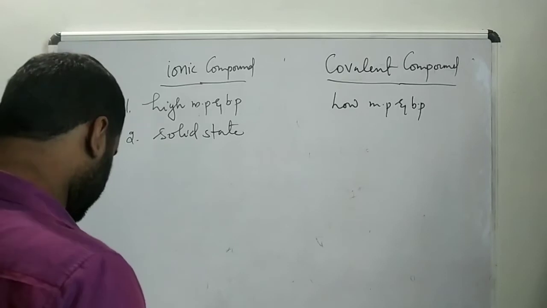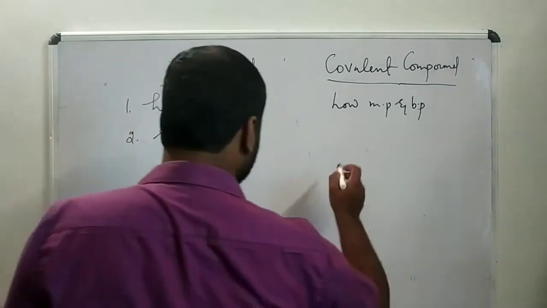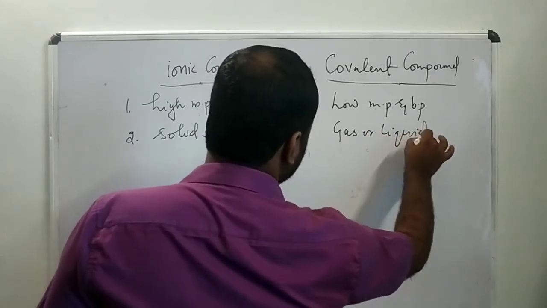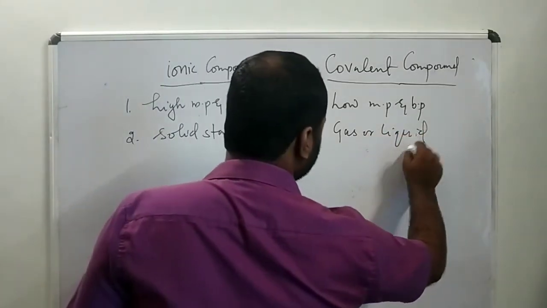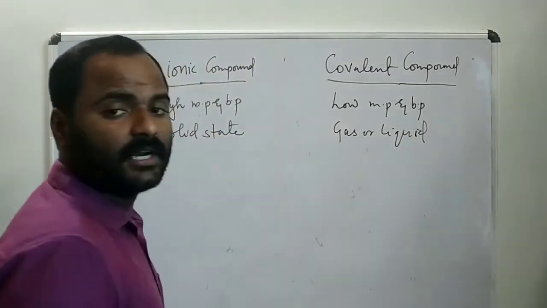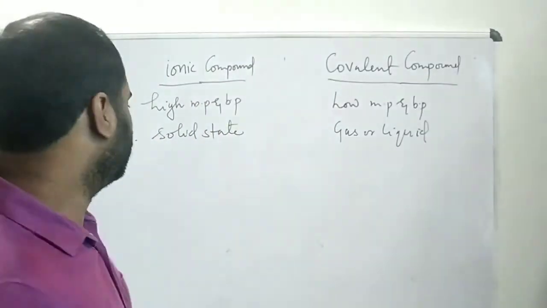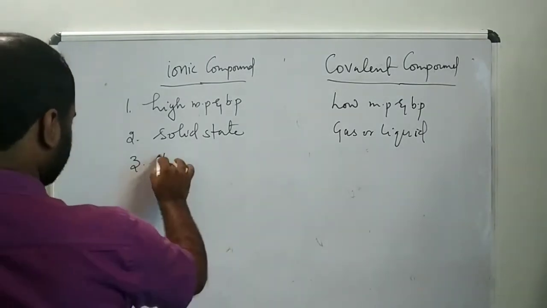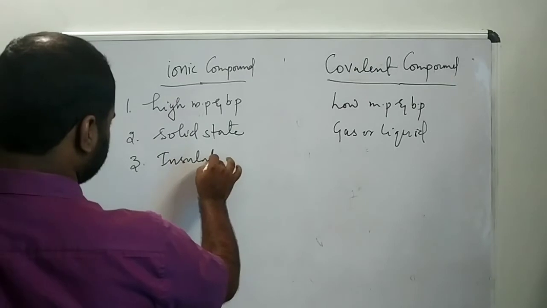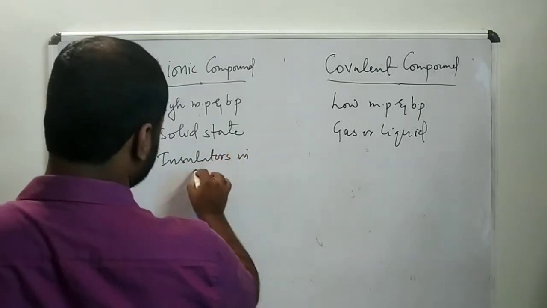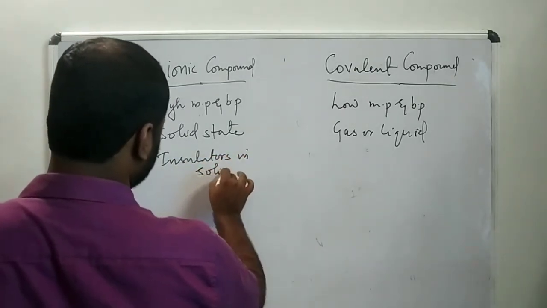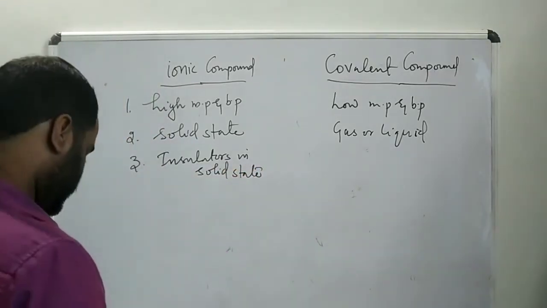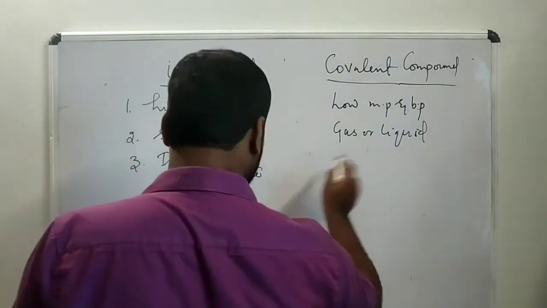But the covalent compounds, their states are either gaseous or liquid. The third difference is that they are insulators in solid state. And they are conductors in aqueous state.